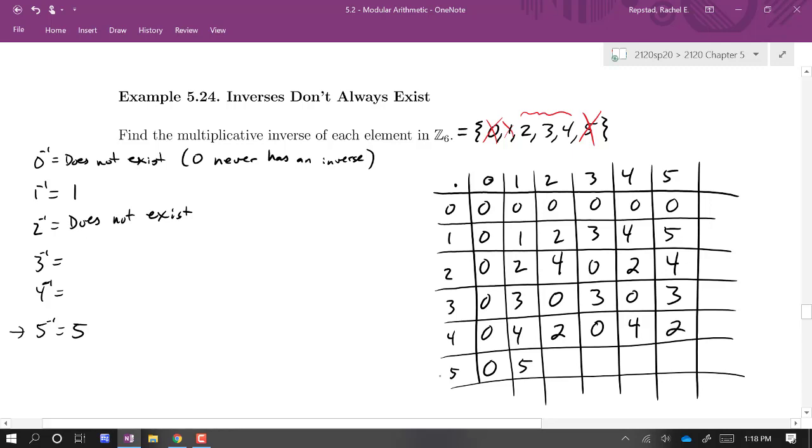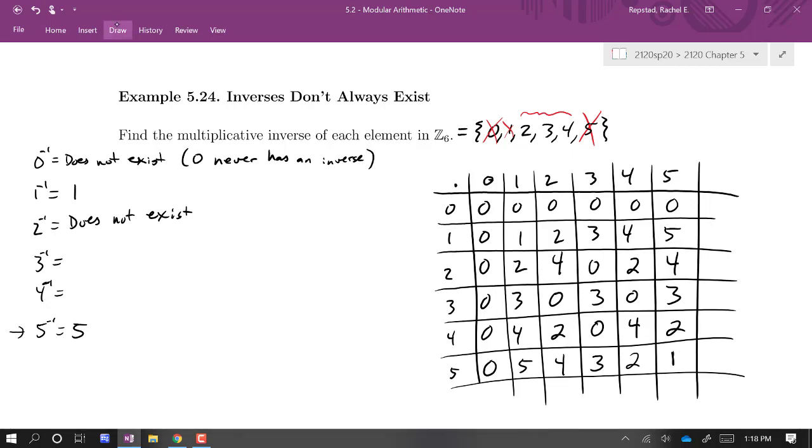5 times 2, we'll do the last row, 5 times 2 is 10, 10 is 4 mod 6. 5 times 3 is 15, that's 3 more than 12, so it's 3 mod 6. 5 times 4 is 20, that's 2 mod 6, 2 more than 18, and 5 times 5 is 25, which is 1, because it's 1 more than 24.